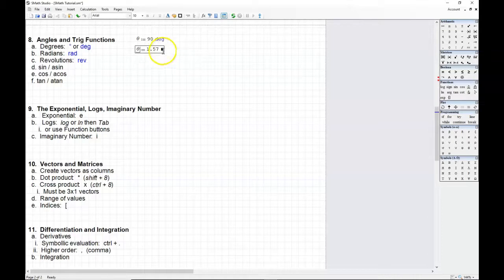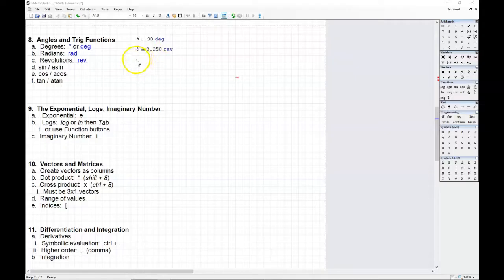And if we want to see if that's truly radians, we can just type RAD and then tab, and then it is 1.57 radians, or half of pi. If we want to know what it is in revolutions, we can select our unit and change the rad to rev, and then hit enter, and it's 0.25, so it's a quarter of a revolution, which is 90 degrees.